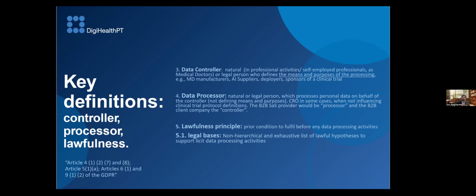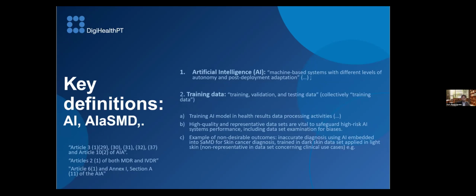And then we should consider what the lawfulness principle is and understand what a legal basis is. The lawfulness principle results in a prior condition to fulfill before any data processing activities. Those conditions are supported by the most adequate fulfillment of legal bases. Legal bases are a non-hierarchical and exhaustive list of lawful hypotheses to support licit data processing activities, from the collection to the erasure.